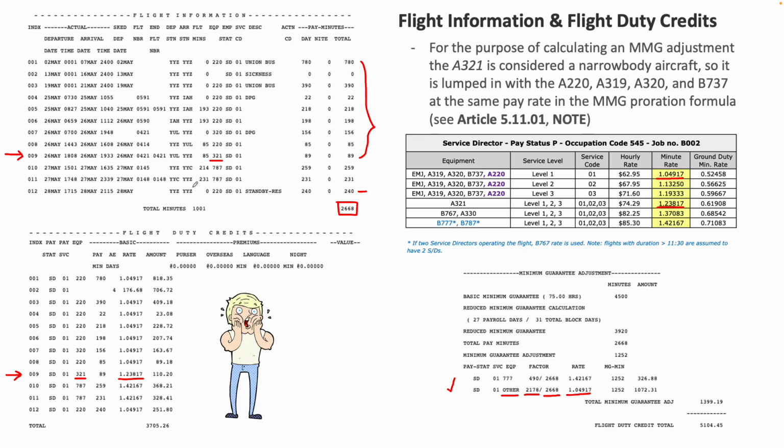A couple of little additional points. Airport standby is always paid at the applicable narrow body rate to you. It will never be paid in a category above that. And then similarly, items such as union business, those will be paid at the applicable narrow body rate as well. That does not get paid over and above. So that's the first part of calculating our MMG.